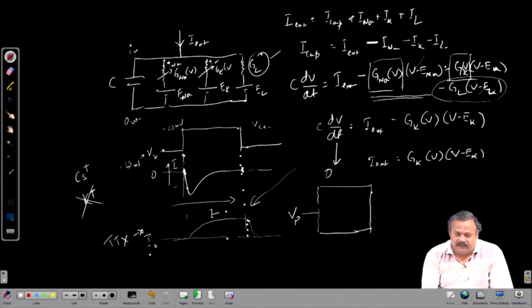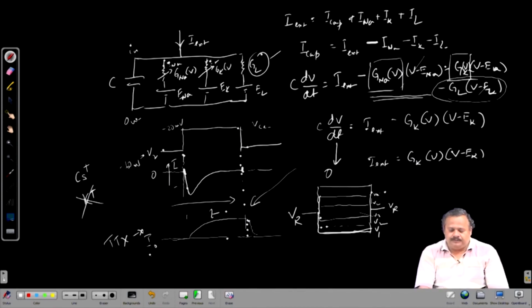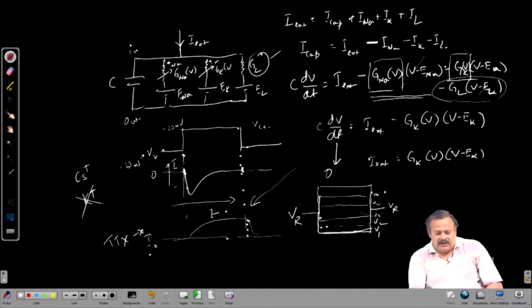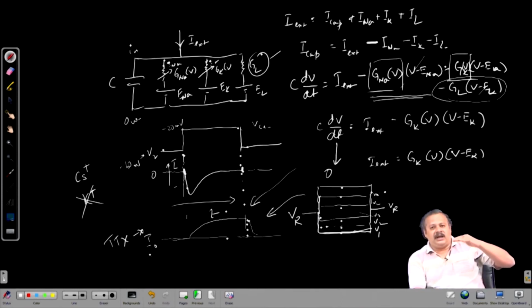And so, by using different clamp values, let us say this is V rest and back to V rest here, and we clamp it to some V1 here, some V2 here, some V3 here, some V4 here, some V5 here, and so on. Each of these is a different experiment, just like what we did here, only the voltage clamp value is different in the different experiments.